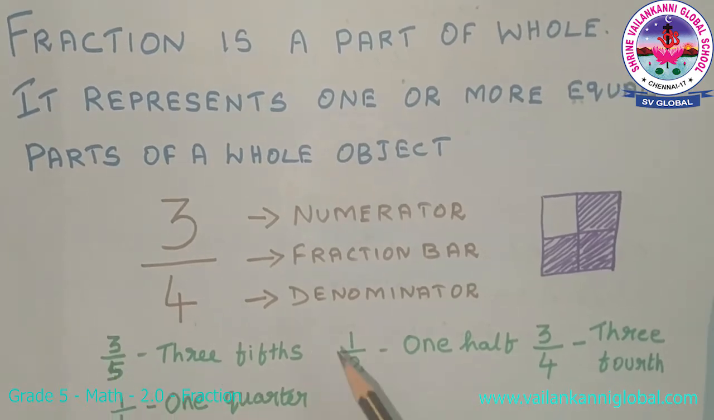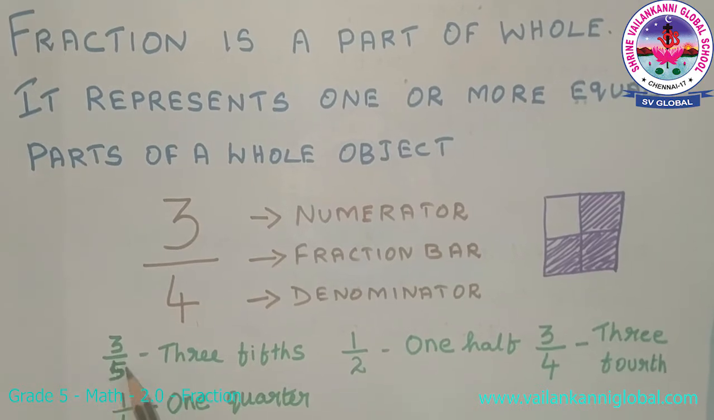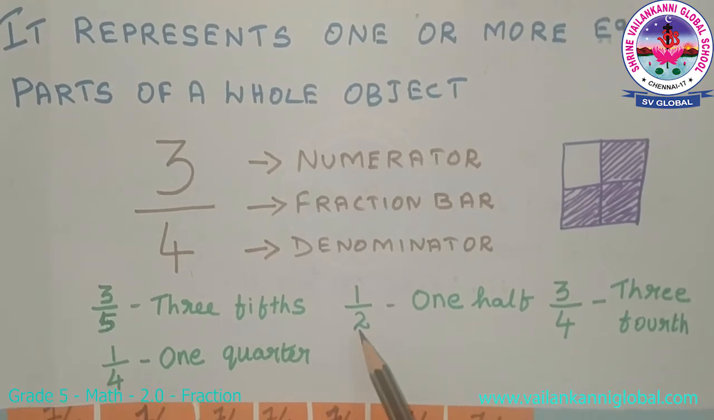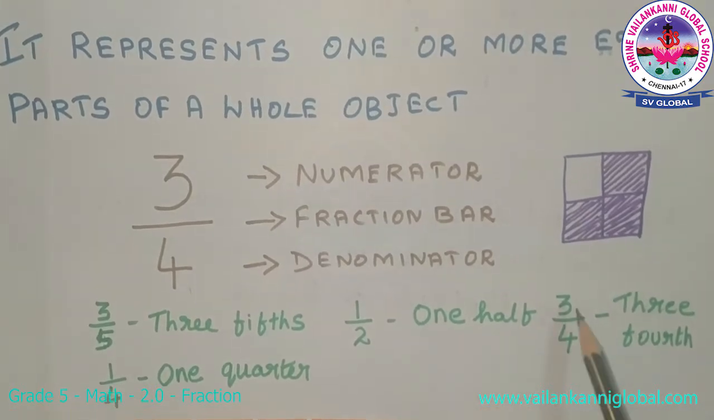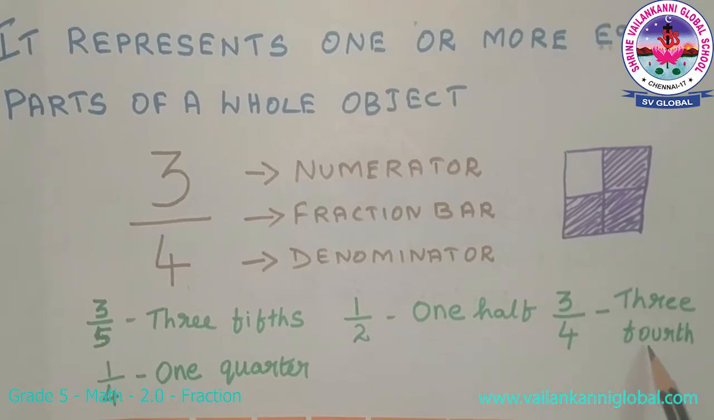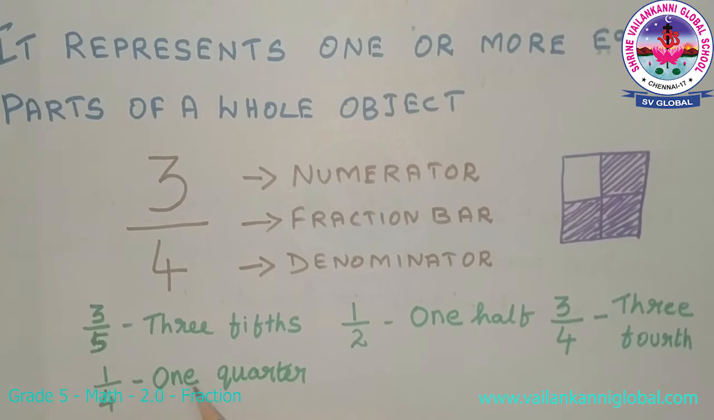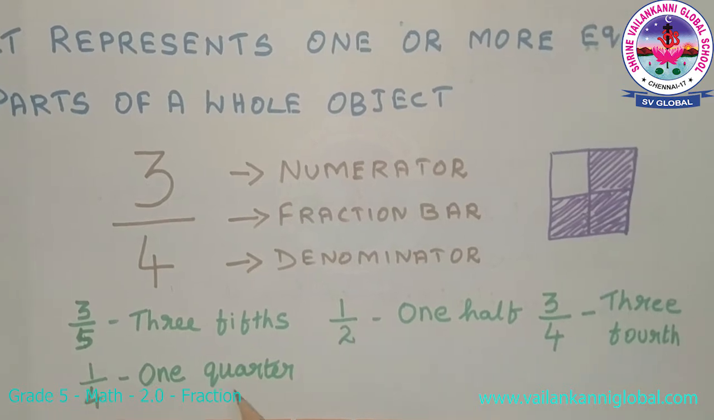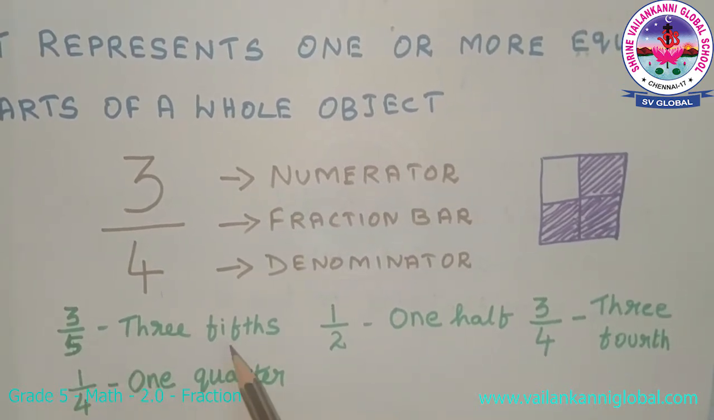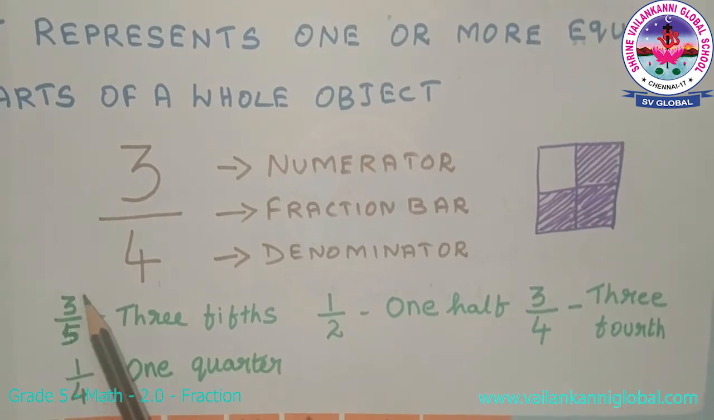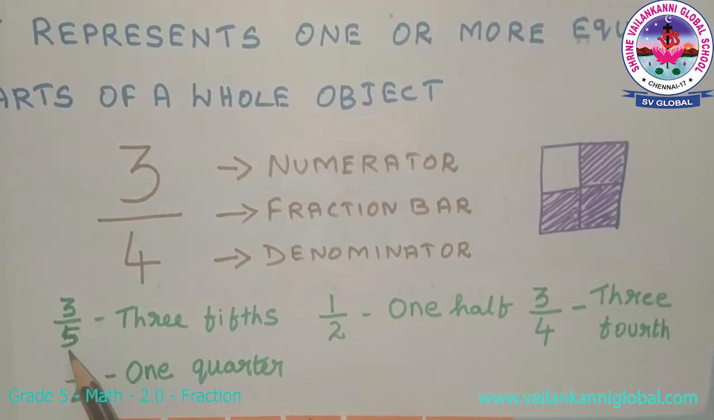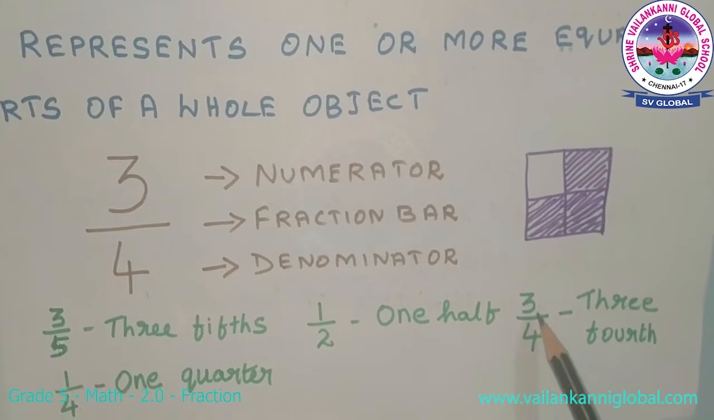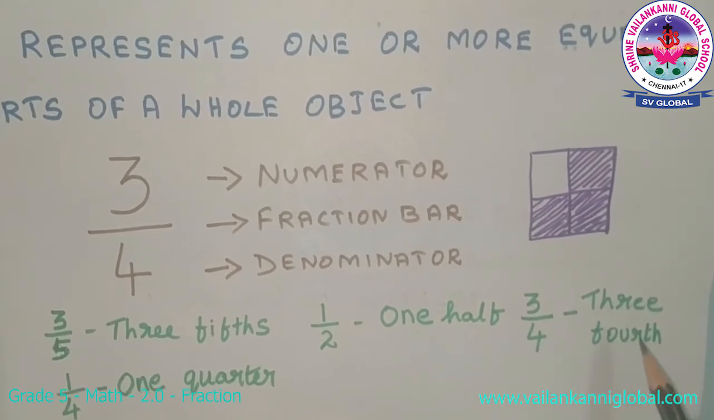How can you read a fraction? You can read 3 by 5 as three-fifths, 1 by 2 as one-half, 3 by 4 as three-quarters, and 1 by 4 as one-quarter. These two are the standard forms, the half and the quarter. For three-fifths, you read the numerator as it is, 3, and the denominator as fifths. Here also 3/4 is written like that.